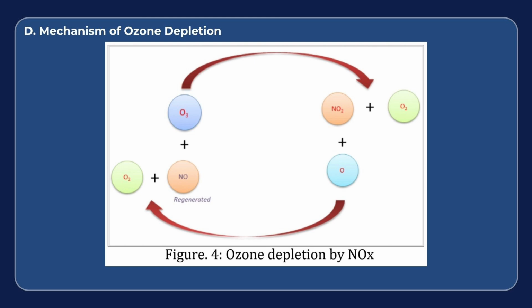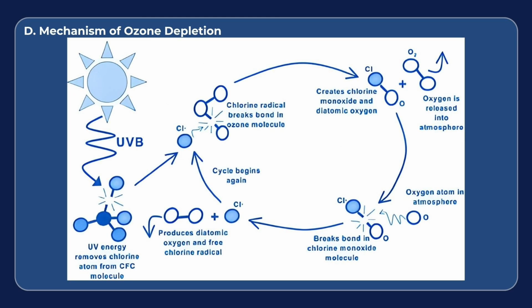Mechanism of ozone depletion. First, nitric oxide converts ozone into oxygen gas and nitrogen dioxide. Nitric oxide acts as the primary initiator in the chemical destruction of the ozone layer. Nitric oxide is a highly reactive molecule that seeks to stabilize itself by stripping an oxygen atom away from ozone, effectively breaking the ozone molecule apart.